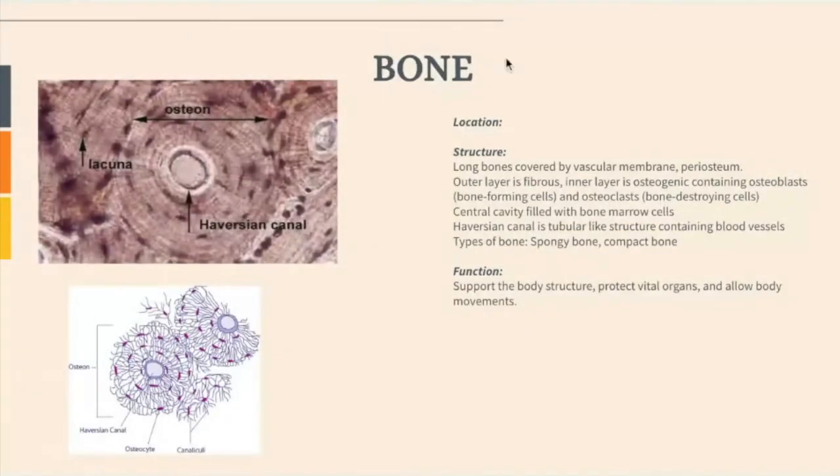And next is the bone. The location is throughout the body, so we know where our bone is. The long bone is covered by a vascular membrane or periosteum. The outer layer is fibrous. The inner layer is osteogenic, containing osteoblasts, which are the bone forming cells. The central cavity is filled with bone marrow, which makes our blood. And also the Haversian canal is a tubular-like structure, also containing blood vessels. There are two types of bone, the spongy and the compact bone. Bone supports the body structure, protects our vital organs and allows body movement.